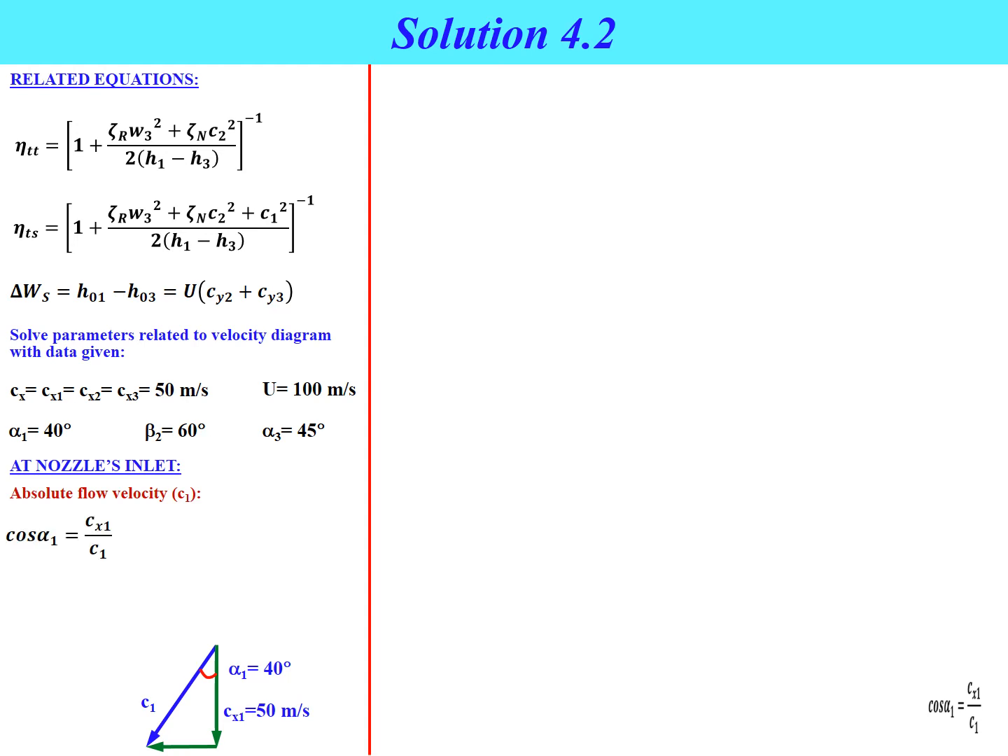So by referring to the trigonometry formula, cos alpha 1 equal to Cx1 divided by C1, where C1 equal to Cx1 divided by cos alpha 1. So from the equation we can determine the C1 value, where C1 will be equal to 65.27 meter per second.